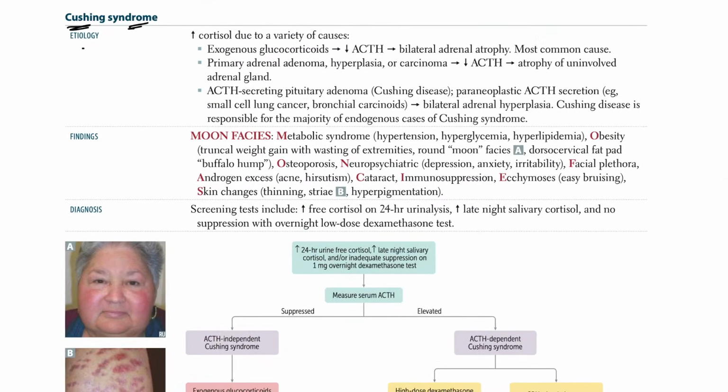Okay, Cushing etiology. Again, Cushing, increase in cortisol due to a variety of causes. Exogenous glucocorticoid. You gave someone exogenous steroids, prednisolone, anything. Exogenous glucocorticoid causes what? Decrease in ACTH, right? So exogenous cortisol is going to inhibit the production of ACTH, and that is going to cause bilateral atrophy. Again, which layers are going to be getting atrophy? Let me put it GFR.